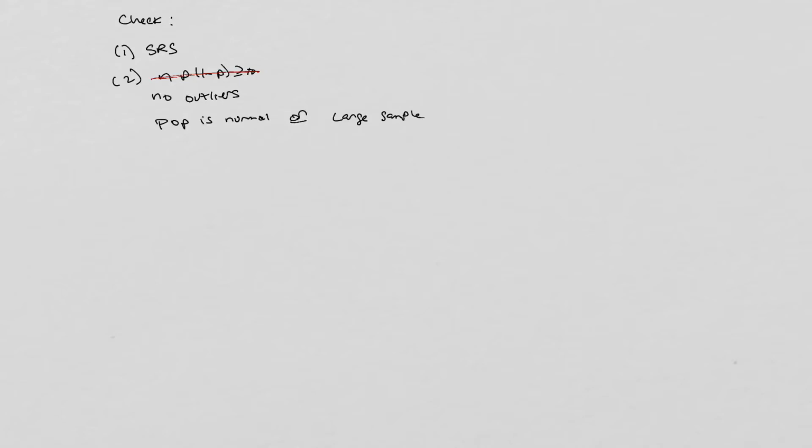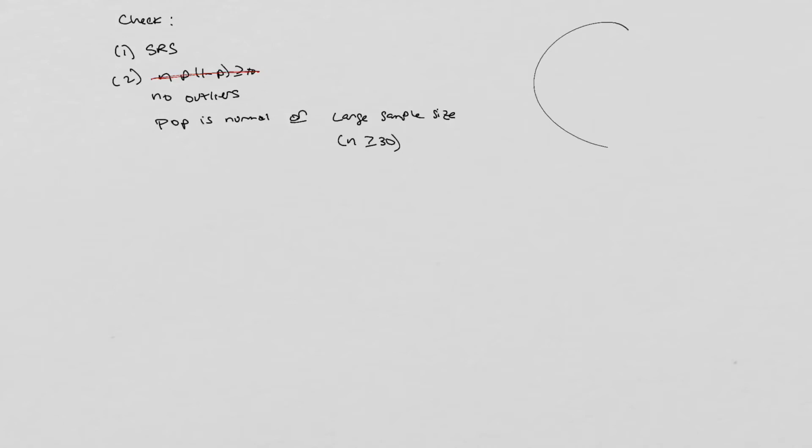We have a check that we need to do here as well. We need to make sure that we have a simple random sample. Before, we checked that n times p times 1 minus p was bigger than or equal to 10. That's for the proportions. For these counts, we want to make sure that we have no outliers, and that we have one of two options: either the population is normal or we have a large sample size. If you remember from 9.2, we said we want at least 30.